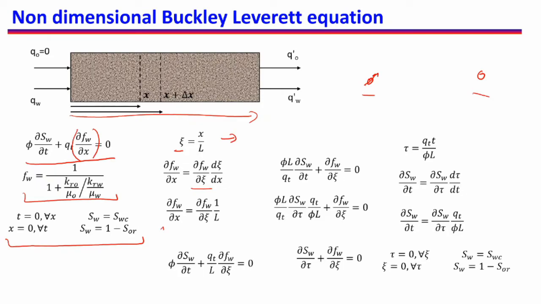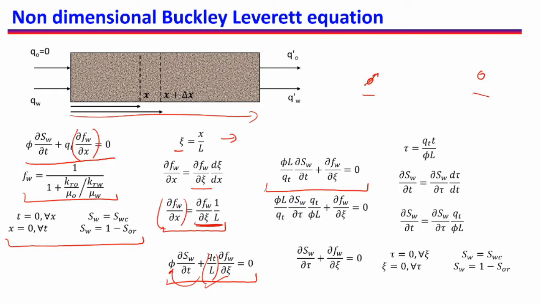So I have just substituted 1 by L here, and now this quantity of del fw by del x, I can substitute using this in the equation, and that is the only thing that I have done here. I have just substituted del fw by del x in the form of del fw by del xi. And then here, I have taken this qt by L on the other side and taken the inverse of this. So phi L divided by qt del sw by del t plus del fw by del xi is equal to 0.